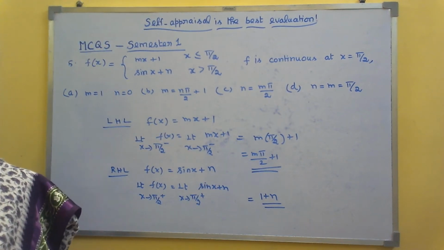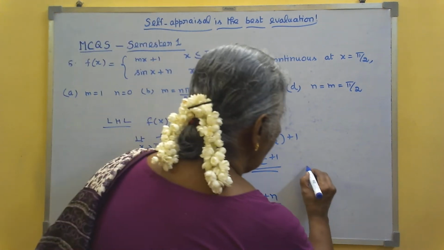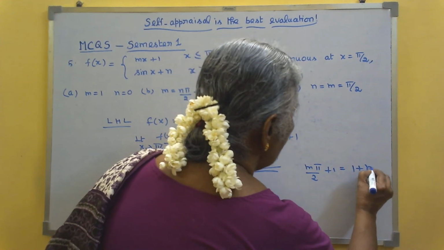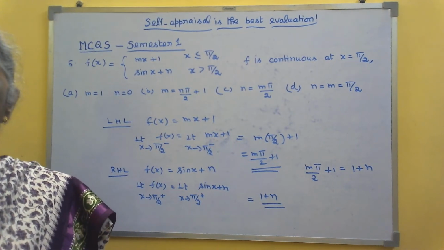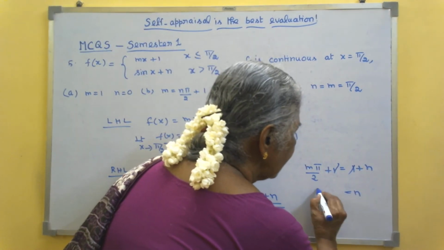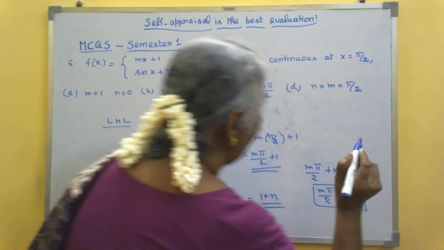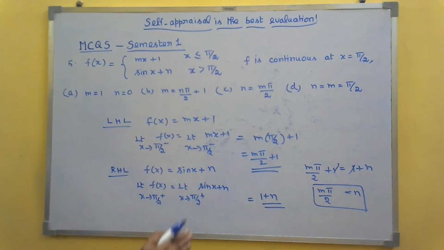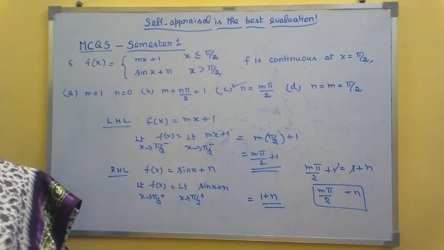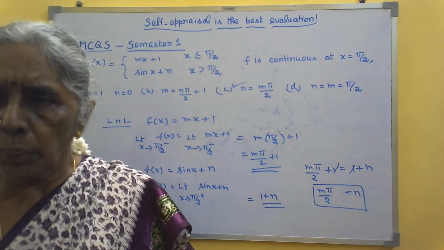Because it is continuous at x is equal to pi by 2, we can equate both. So what do you get now? M pi by 2 plus 1 is equal to 1 plus n. The 1 and 1 you can cancel on both sides. So you get n is equal to m pi by 2. This is the relation you get. Check the options. You get n is equal to m pi by 2. So option C is the correct answer. Is it clear to you?